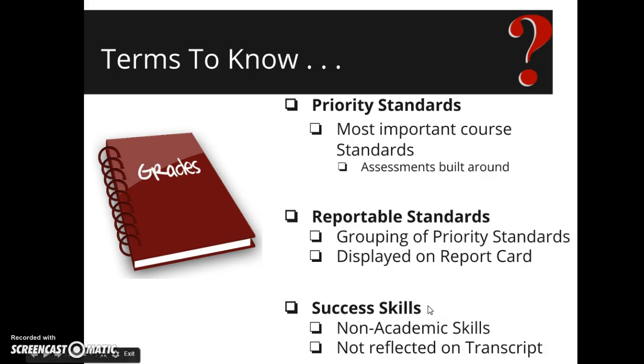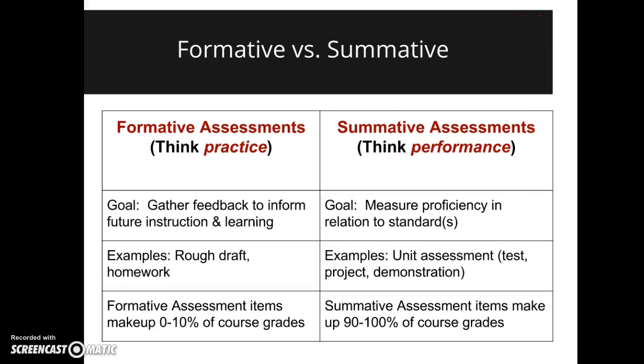So the other label to know is success skills. Success skills are the non-academic skills that students are assessed upon, and these skills are communicated on report cards but do not appear on a student's final transcript. So no one outside of yourself or anybody in the actual high school would see those. They're not reflected on a transcript that somebody outside of the organization would see.